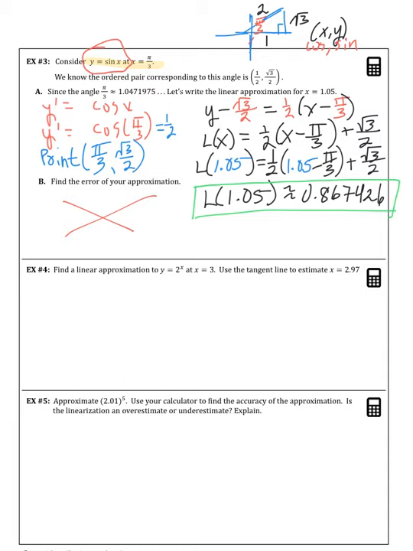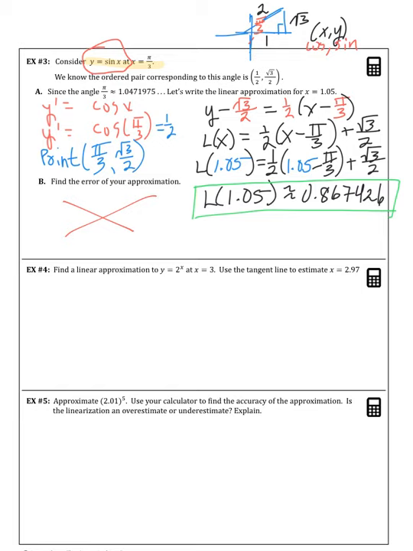So now in example 4, we're going to follow the same process as we did in example 3. So they gave us, to find the linear approximation to y equals 2 to the x, so that's our original function at x equals 3. So we're going to use that 3 and substitute it into the original function to find our point. So let's just go ahead and do that now so we don't forget.